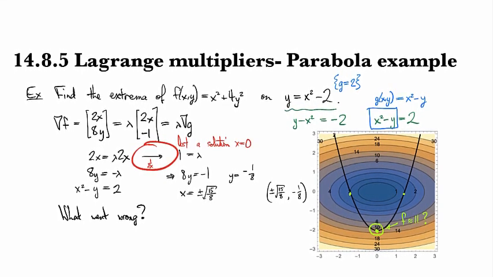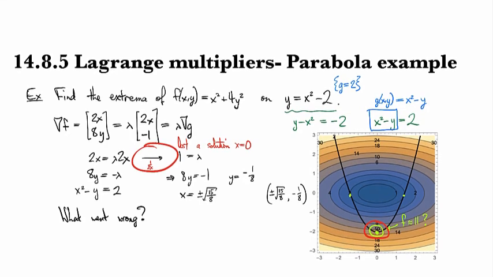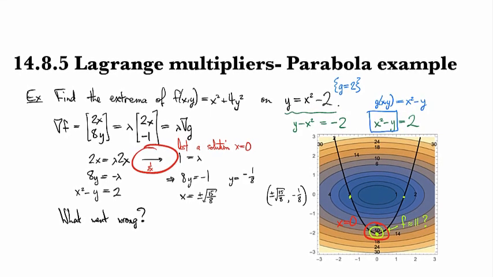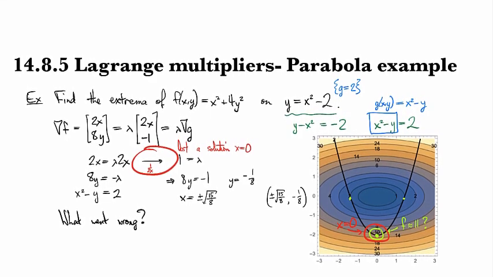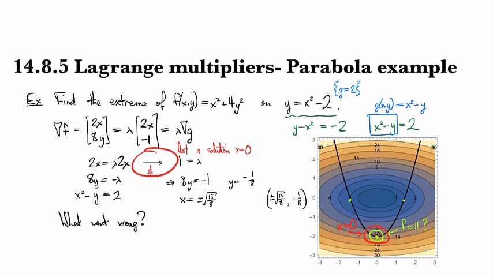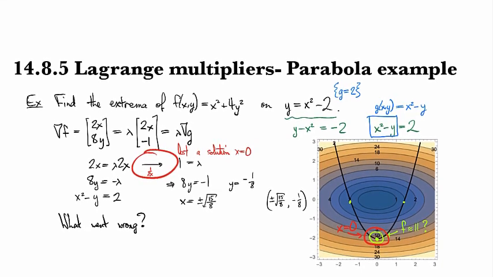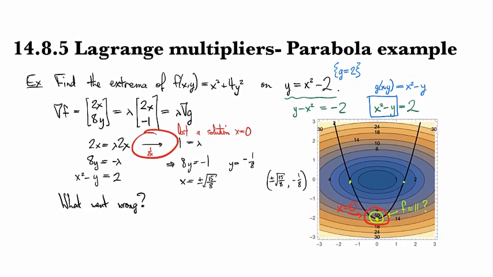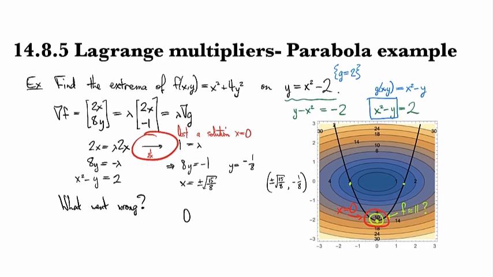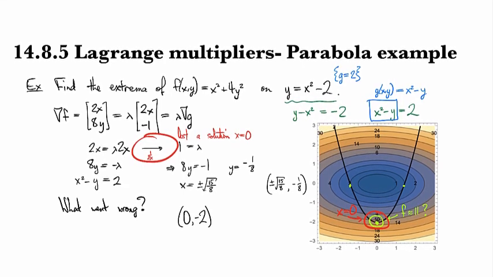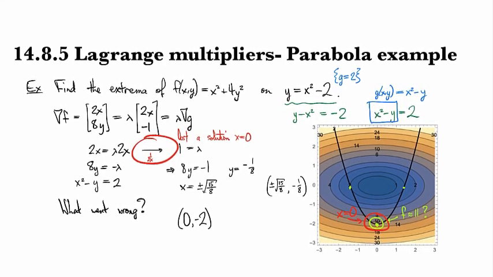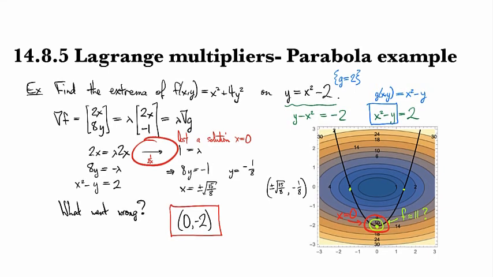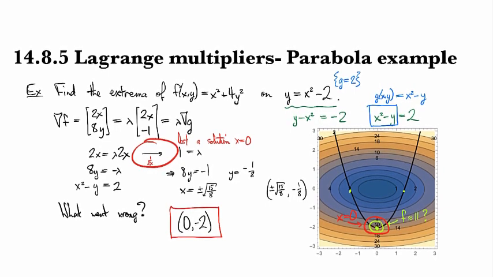And sure enough, going back to the picture, that situation corresponds to when x is equal to 0. All right, so I'll let you go back and recapture the missing solution, which is actually 0, minus 2. But that's your lesson for why you should be very careful.